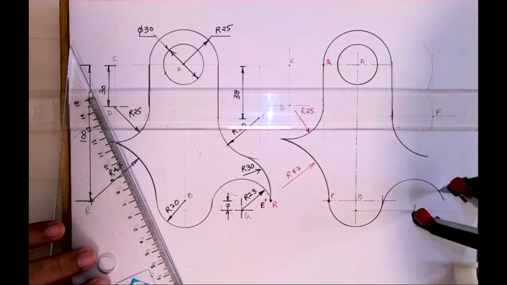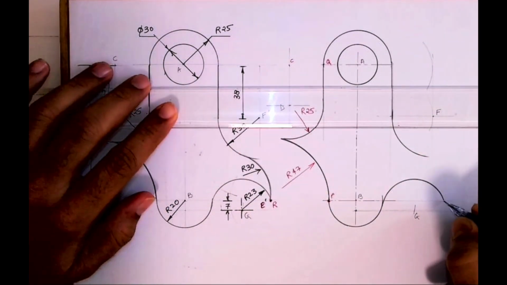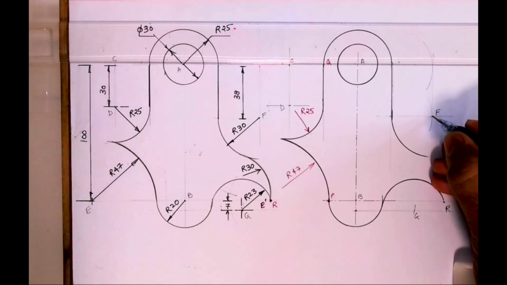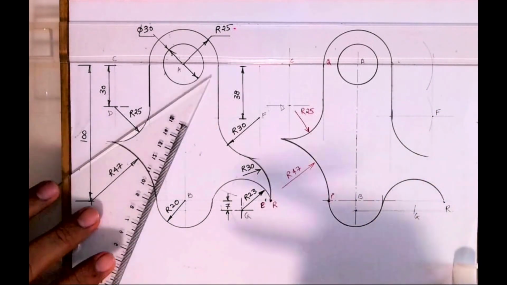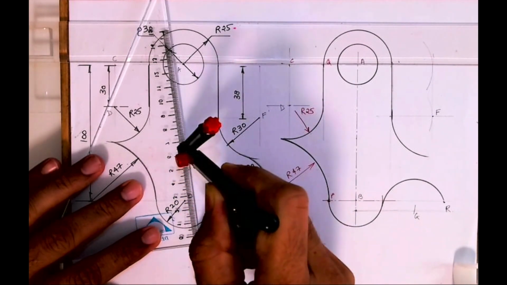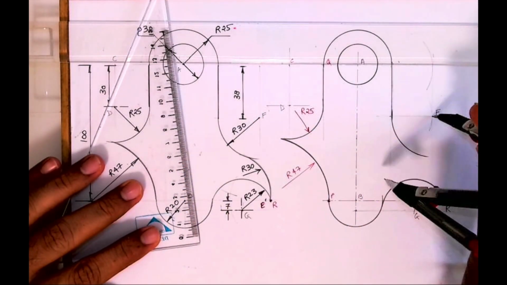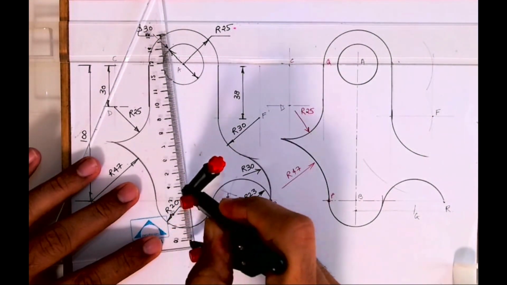Now we need to draw radius 30. So we know that radius 30 is touching this point, let's say R, and from F it is external, right? So from F we cut 60 and from R we'll cut 30. So wherever they intersect, from that point we can draw radius 30.